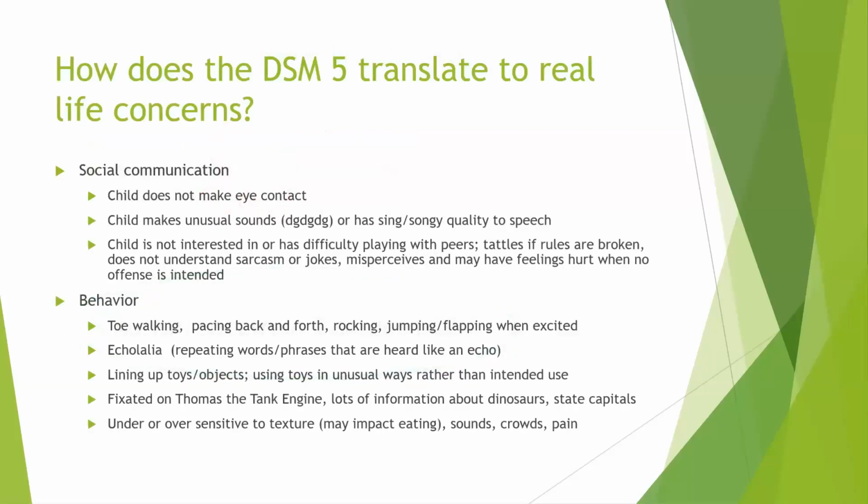So, how does the DSM-5 criteria translate to real life concerns? Let's again go over those criteria that we use to make the diagnosis of autism. As far as social communication, when there are qualitative and quantitative deficits in social communication, this manifests clinically as the child not making eye contact. Or if the child does make eye contact, it is not sustained. It's very fleeting. Or the child makes unusual sounds.